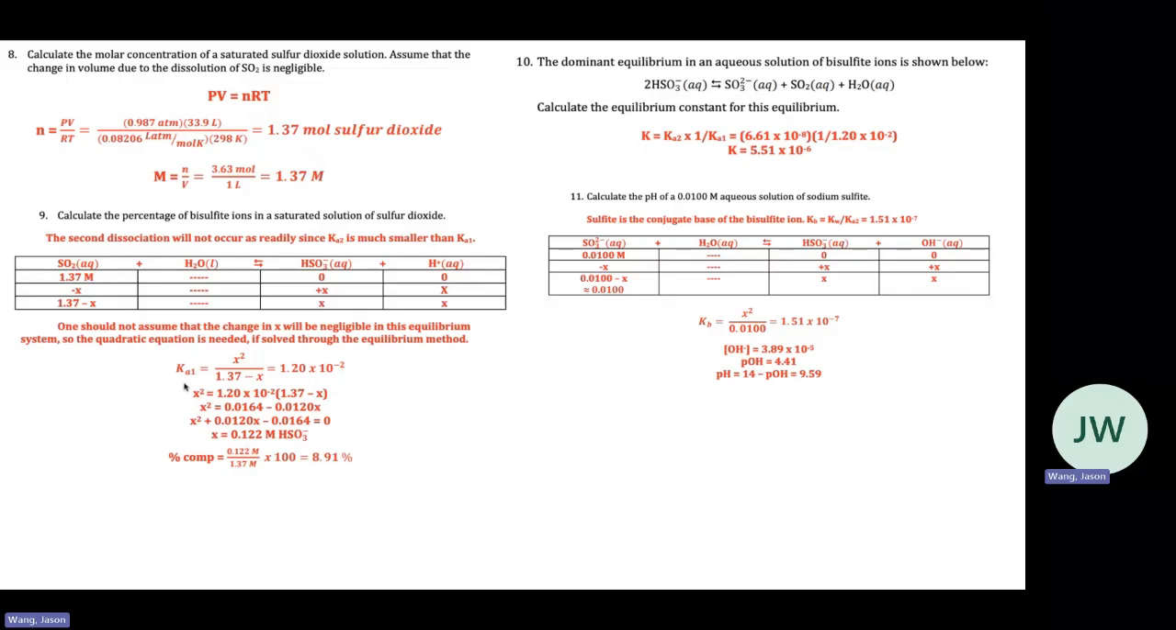So you see how, in this case, something I do want to note is that in many tests, they will trick you by stating that quadratic equation is needed, right? So you should assume that x is negligible. I know in a lot of AP chemistry calculations, we don't consider the change, the minus x. We just consider that to be negligible.